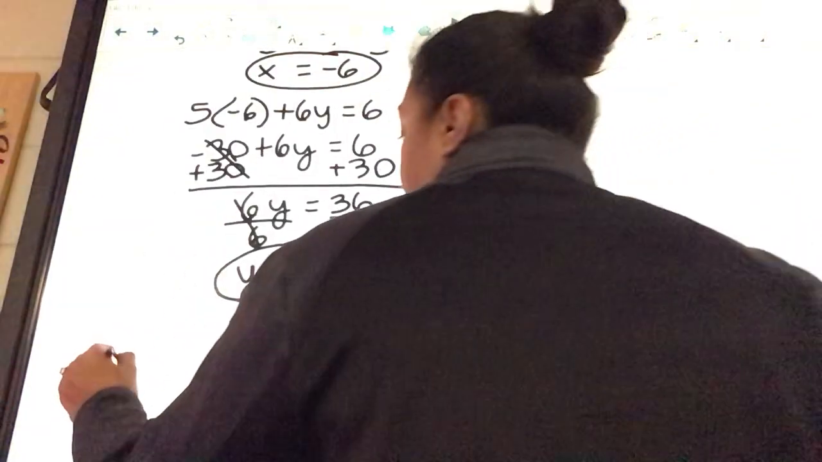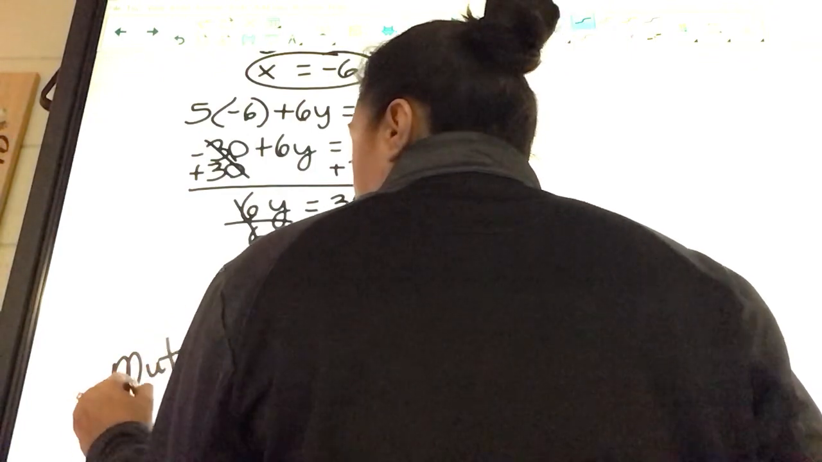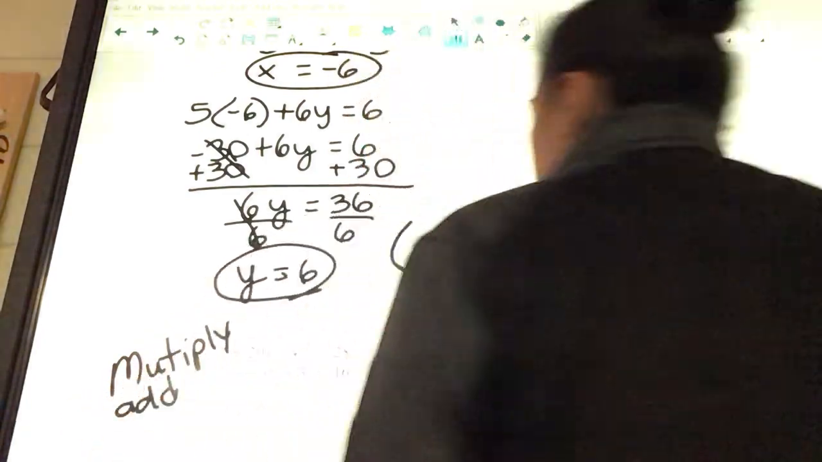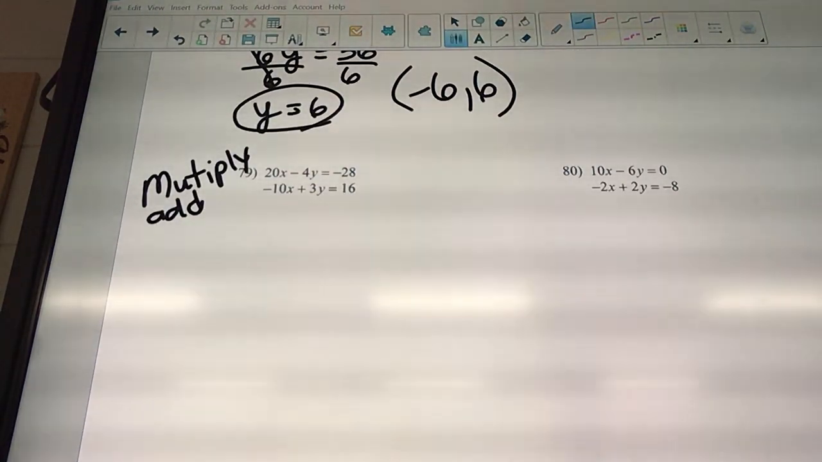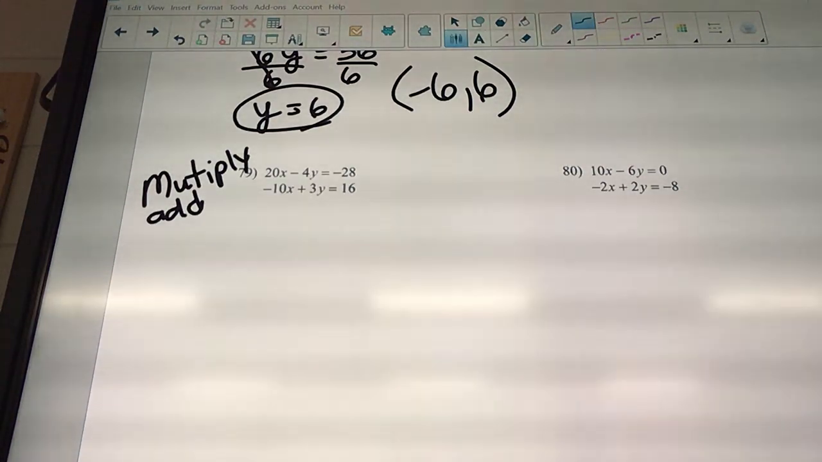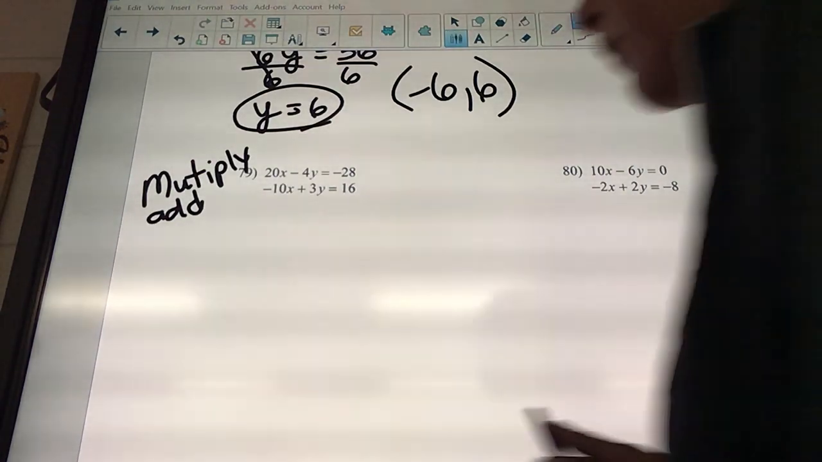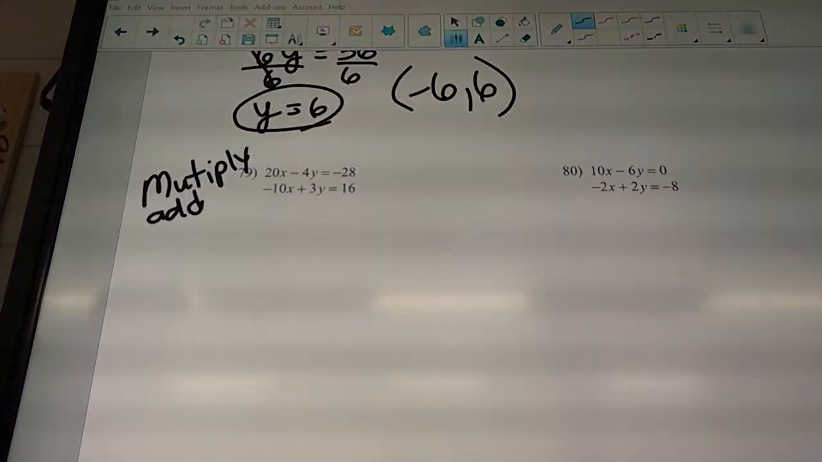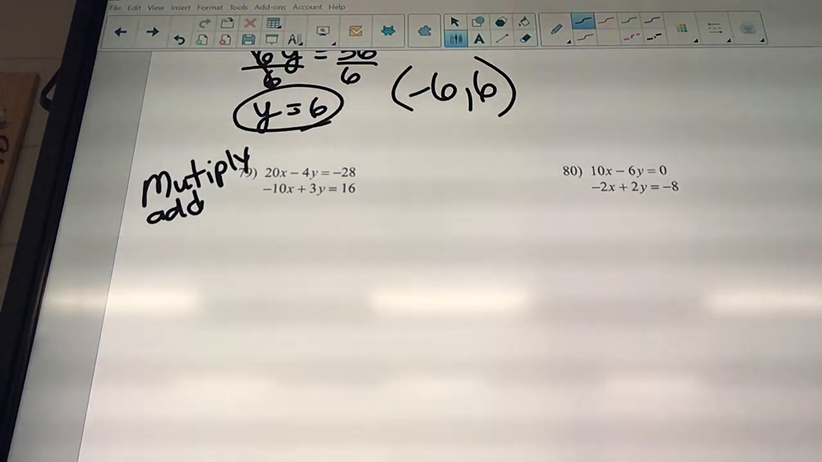Okay, 79 is the ones where you need to multiply, and then you can add. So you just kind of have to ask yourself, what do you want to cancel, x's or y's? Okay, and if we choose the y, which one's smaller, 4 or 3? 3. Okay, 3 times what gives me 4? Nothing. So it can't be that one.